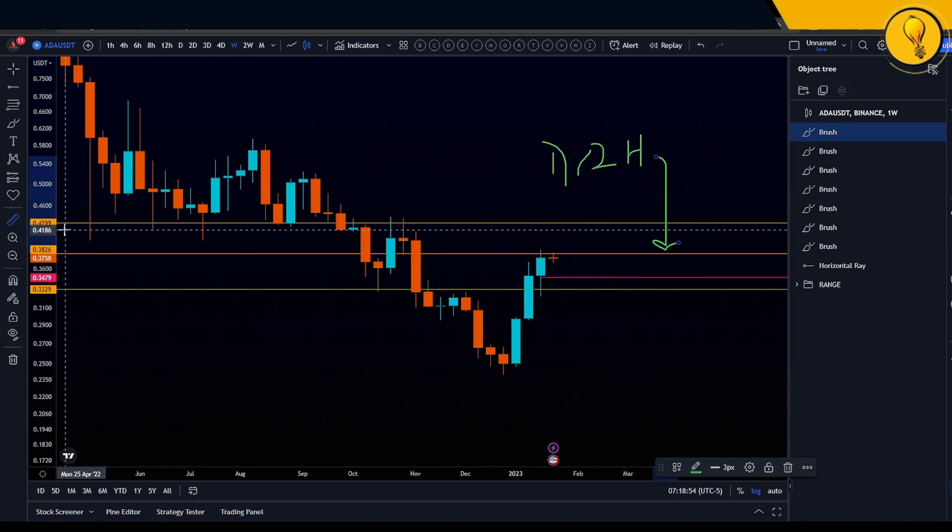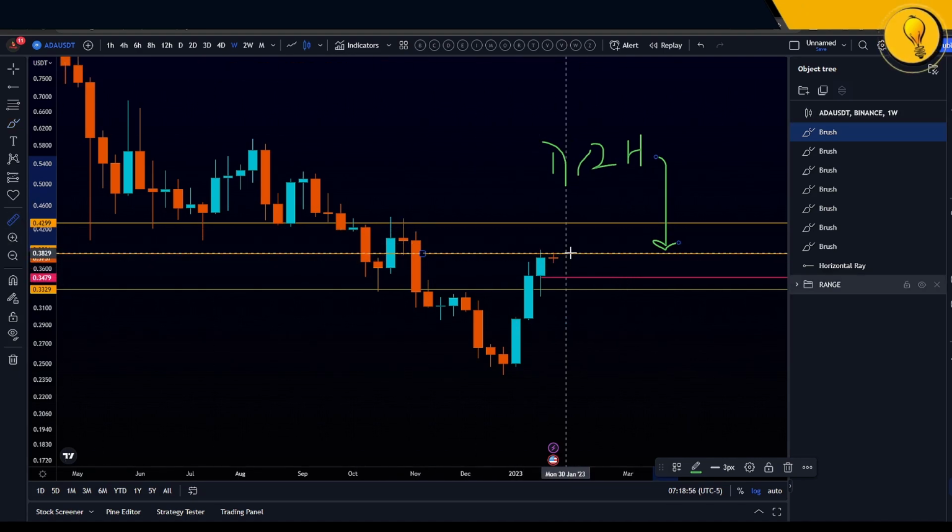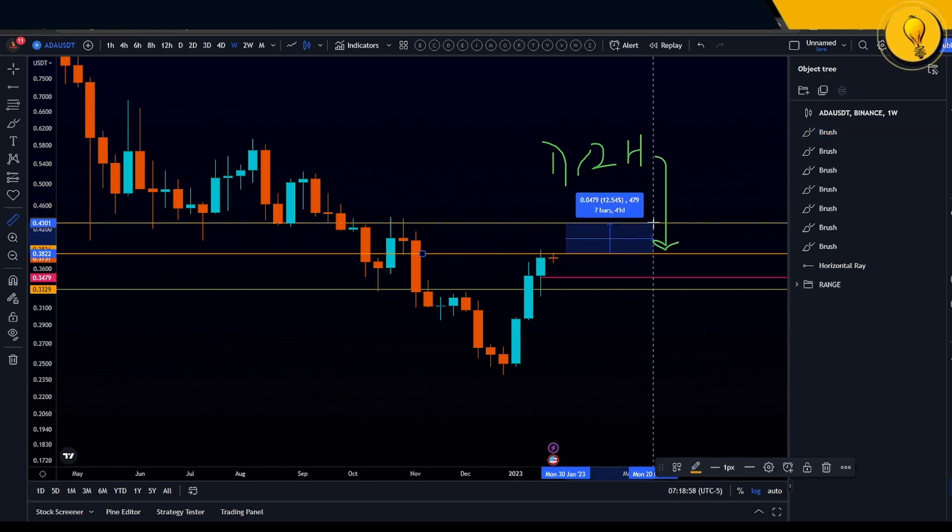At that point, I do believe the trade opportunity is going to be from 37 cents going all the way up to 42 cents. That is going to be a good 12% to the upside still.